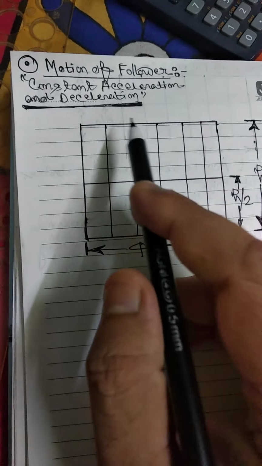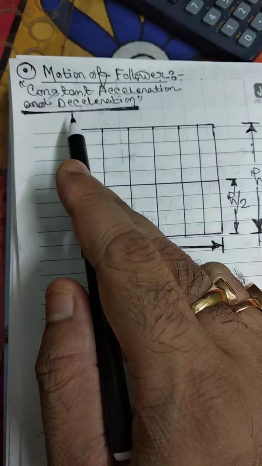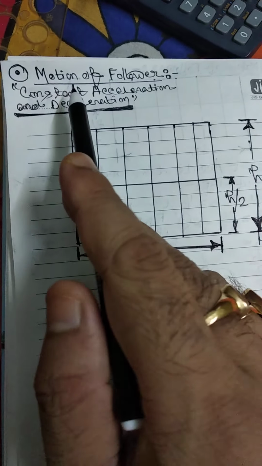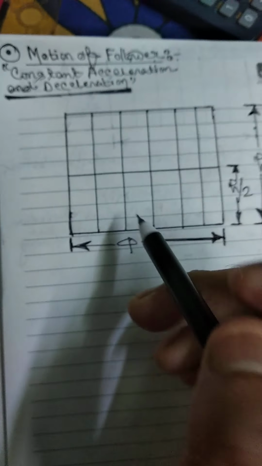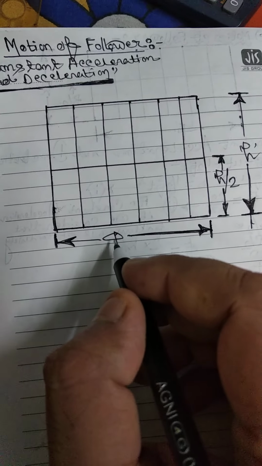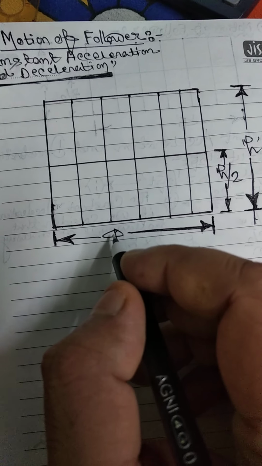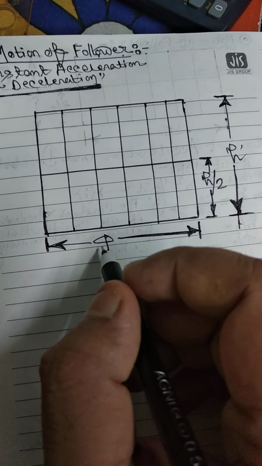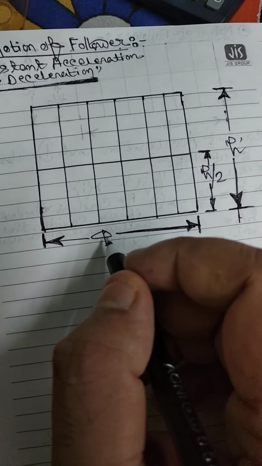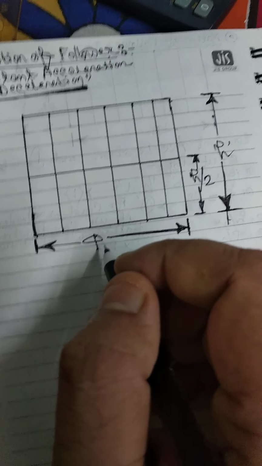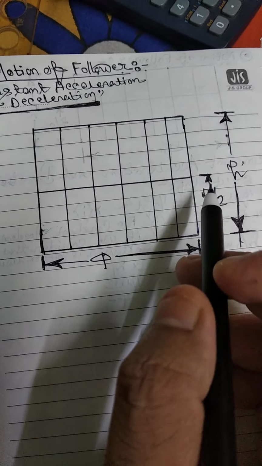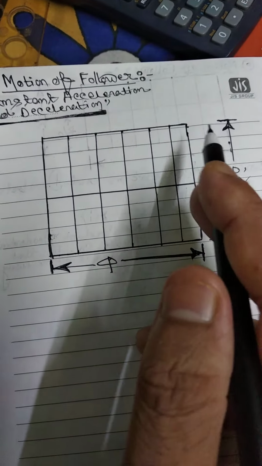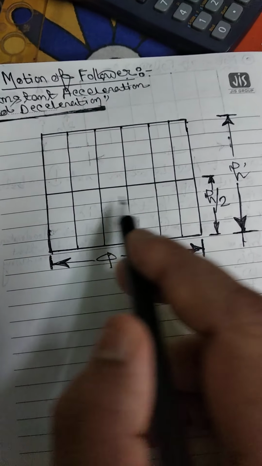Today I am going to discuss the motion of the follower with constant acceleration and deceleration. Here phi is the cam angle during the movement of the riser, the maximum movement of the follower. H is the total maximum lift of the follower, and H by 2 is the center.